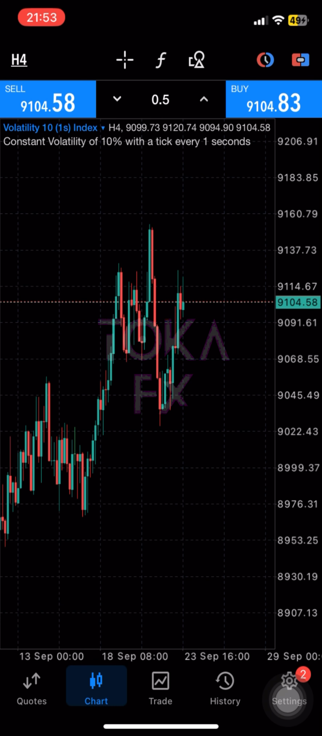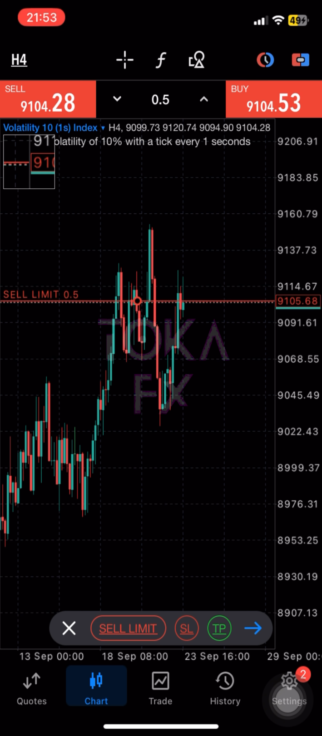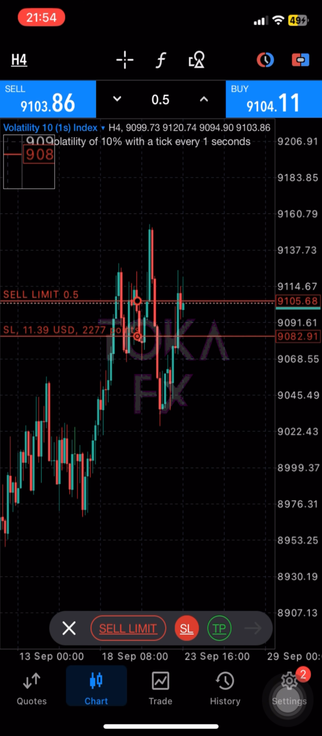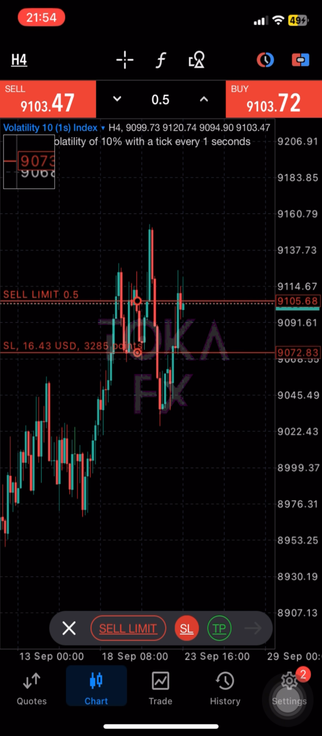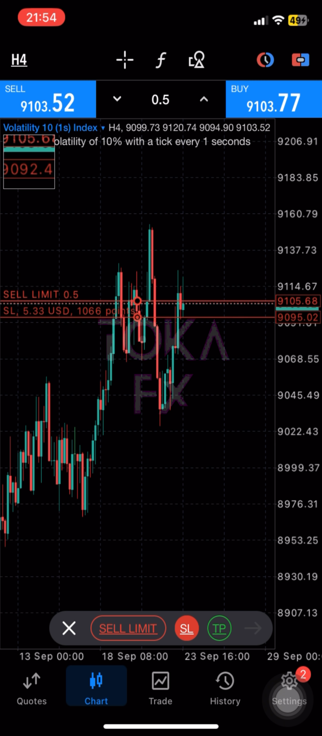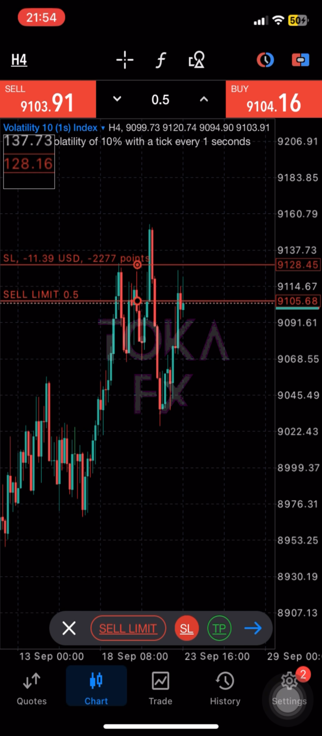So I'm just going to put my sell. Let's first calculate our risk there. Let's see, I think we are safe, so we're just going to risk everything here, just to see if the market will really respect our analysis, because Volatility 10 (1s) is very volatile.